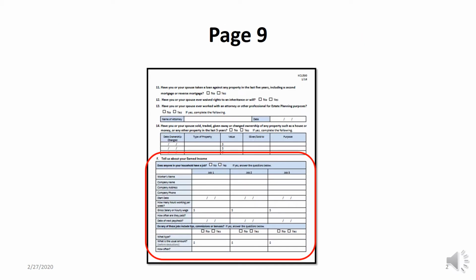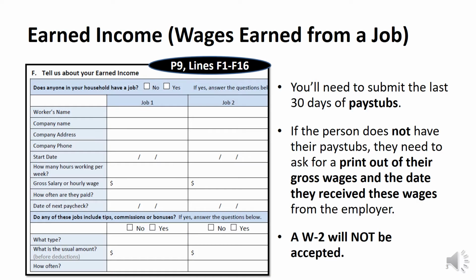We're now going to begin looking at the income section of the KanCare application for the elderly and persons with disabilities. Let's start at the bottom of page 9. Earned income. So this is wages earned from a job. You'll need to submit the last 30 days of pay stubs. If the person does not have their pay stubs, they need to ask for a printout of their gross wages and the date they received those wages from the employer. A W-2 will not be accepted.